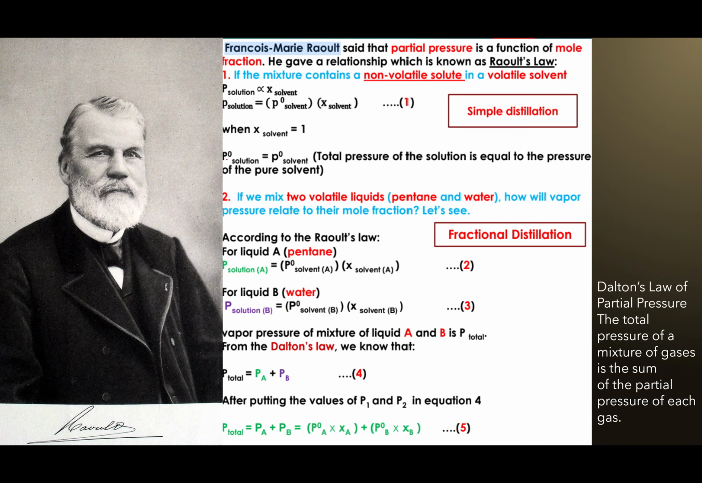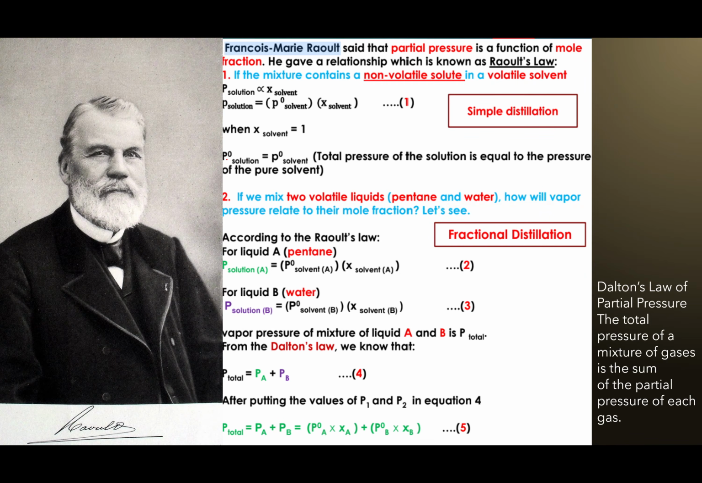Now, if we look at two volatile liquids, pentane and water, we're looking at liquid-liquid extractions. This is the theory that goes under that. We'll have a vapor pressure contributing from both of these, because both of them are going to be volatile. That means the vapor pressure itself is going to be made up of pentane and water, because both of these things will be evaporating.